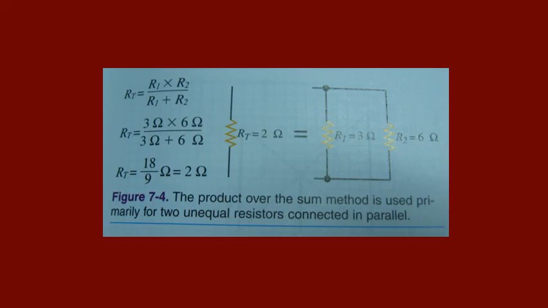Follow the equation. In figure 7-4, a 3 ohm and a 6 ohm resistor are connected in parallel. The total resistance for the circuit is 2 ohms.